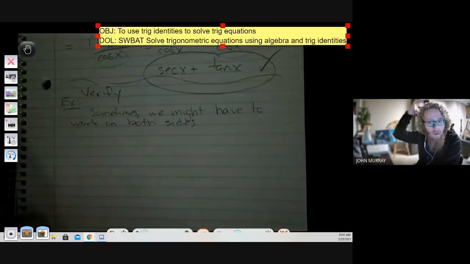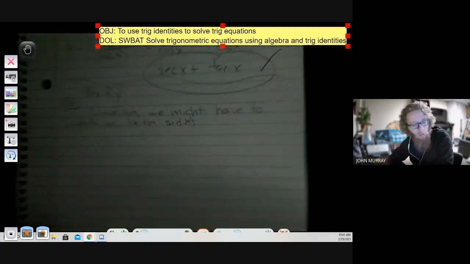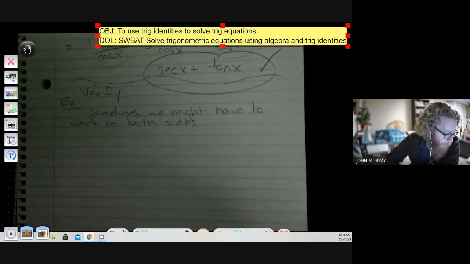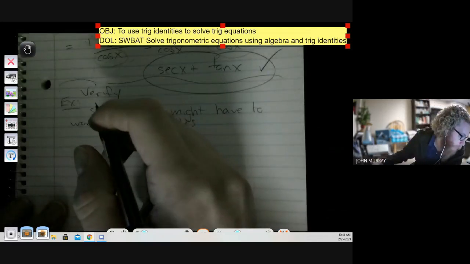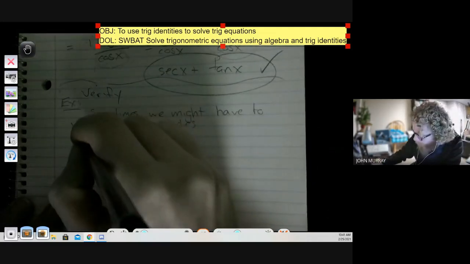Okay, so what I want to show you here is that very rarely, but sometimes, it is required for us to work with both sides of the equation. What I'm showing you, we can do it only working with one side, but it makes it a little easier if we manipulate both sides. All right, so let's take a look at it, make sure I write it down right.